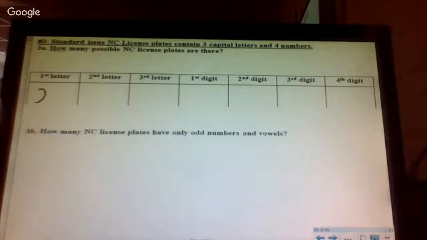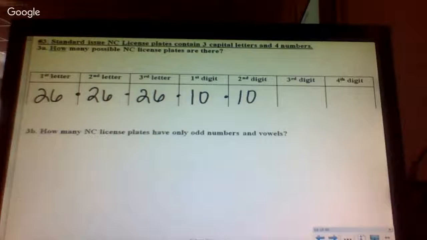26. Okay, so I've got a letter and a letter. Is that number going to go down or stay the same? You can have the same letter twice. Okay, so I've got 26 times another letter, 26. Okay, I've got a digit. 10 numbers. Do not forget, 0 also counts. So 10 times 10 times 10 times 10. How many total license plates can they have in the state of North Carolina? And yes, it is a huge, huge number.